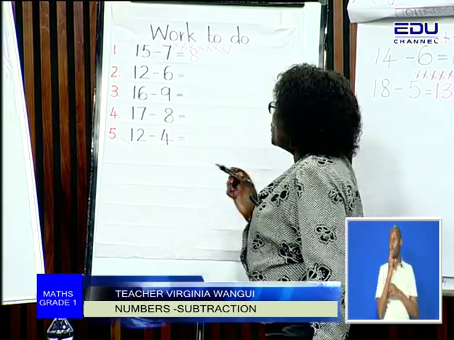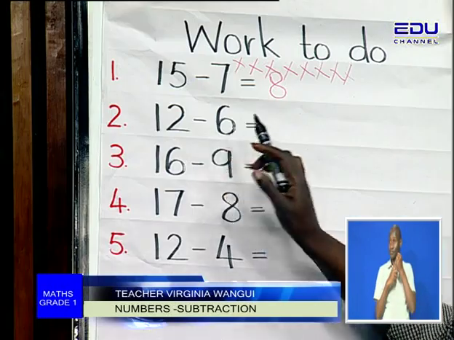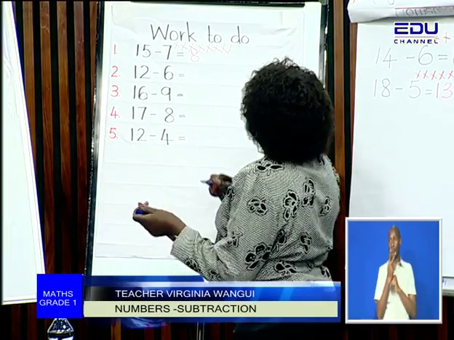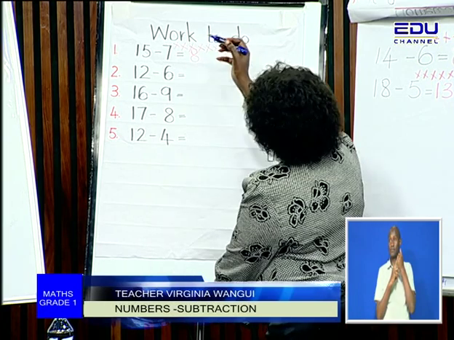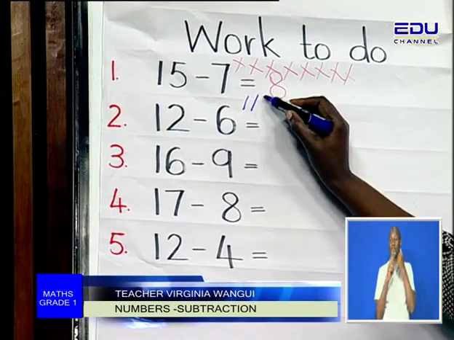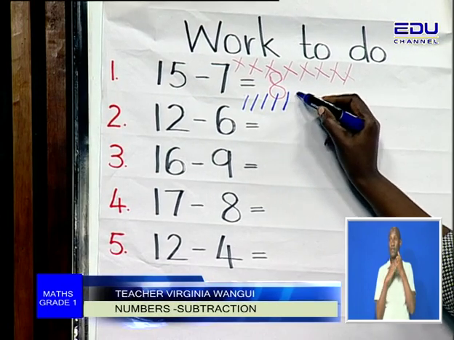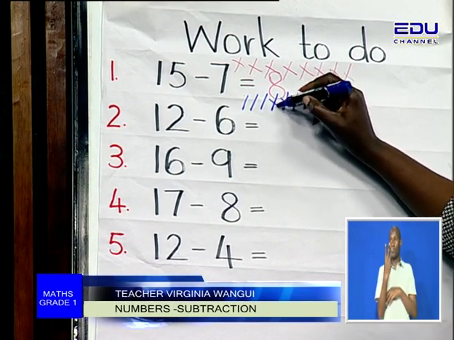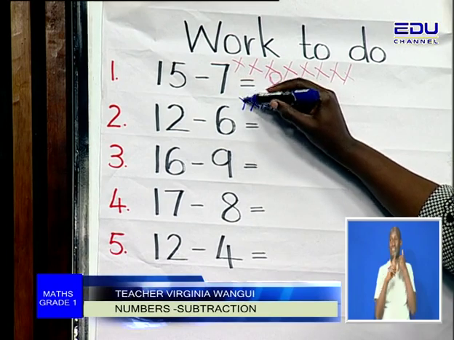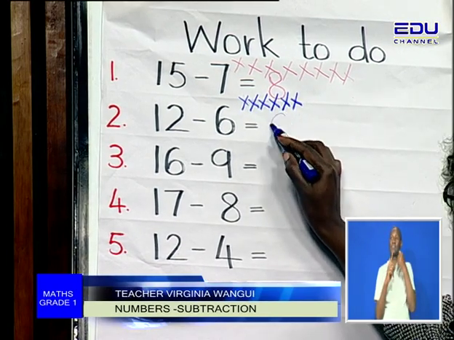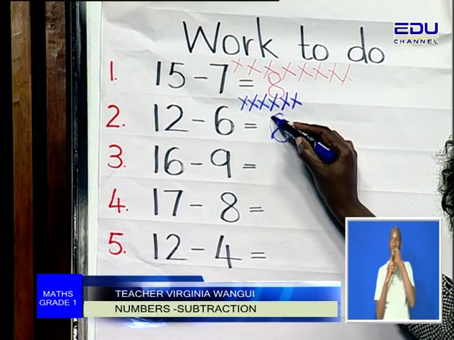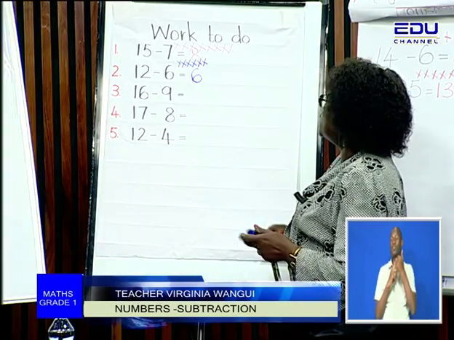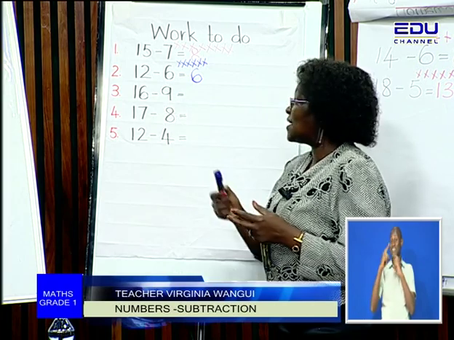12 take away 6. We add on to 6. We count up to 12: 6, 7, 8, 9, 10, 11, 12. Let's count how many we've added: 1, 2, 3, 4, 5, 6. So our answer here is 6. And it is true because 6 plus 6 gives us 12.